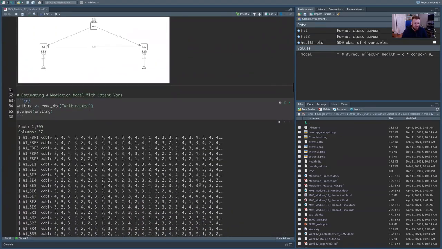So in part 2 of this video, we're going to use a different data set, a writing data set, and we're going to talk about how to make this happen with latent variables. So very similar approach, only this time we're doing it all with latent variables in a full structural equation model. So it should be fun. Hope that makes sense, and we will talk again soon.